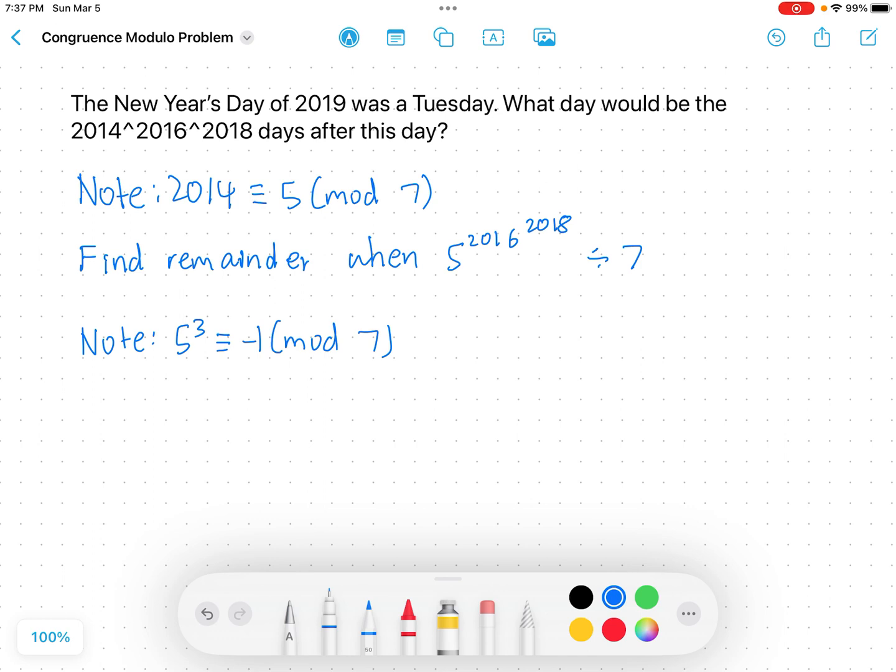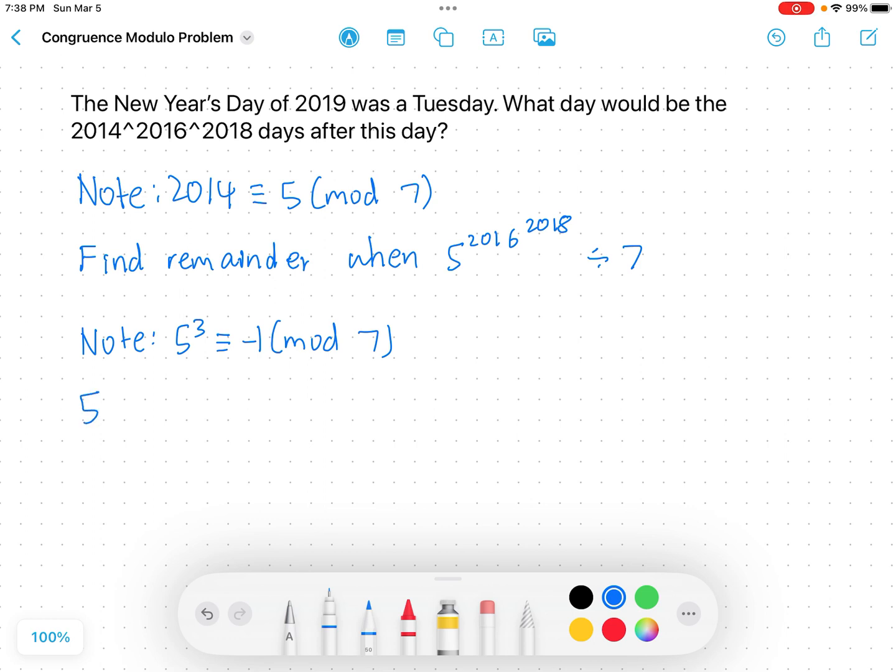In congruence modulo problems, it is normal for us to try to make a ridiculously large number into a number congruent to it that is probably going to be negative 1, 0, or 1. In this case, we can get that 5 cubed equals 125. And since 126 is a multiple of 7, then 5 cubed is going to be congruent to negative 1, because it is 1 less than a multiple of 7. How is this going to help?